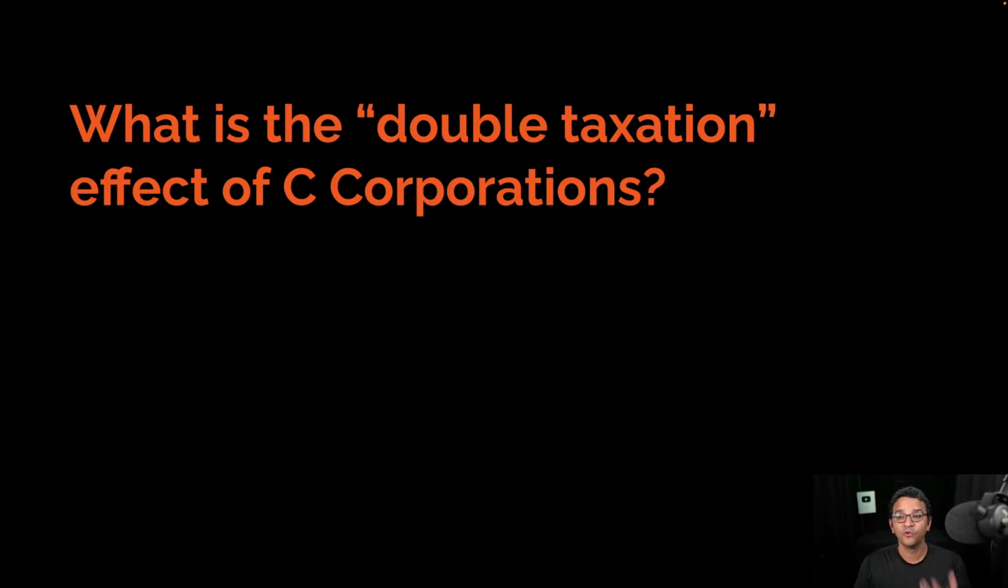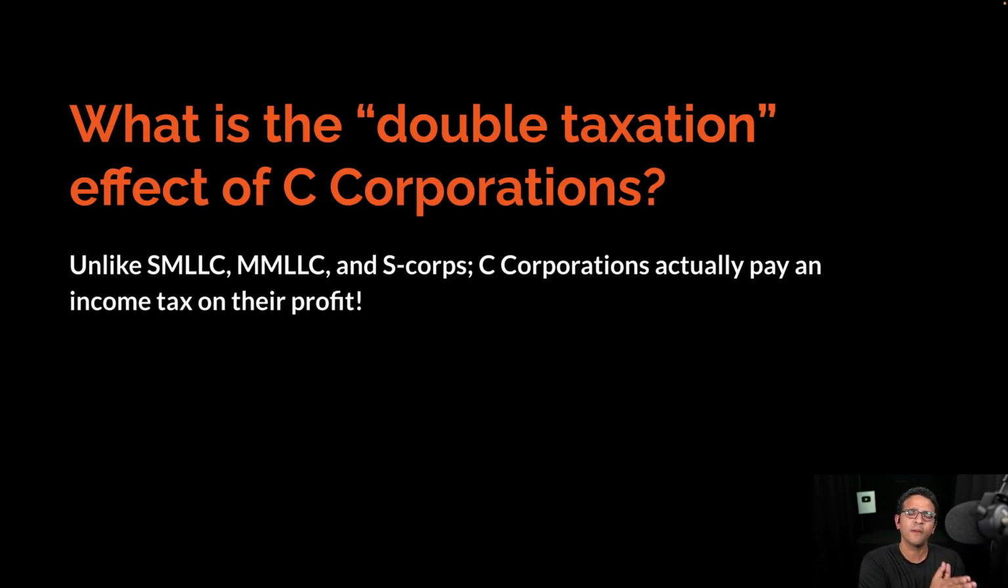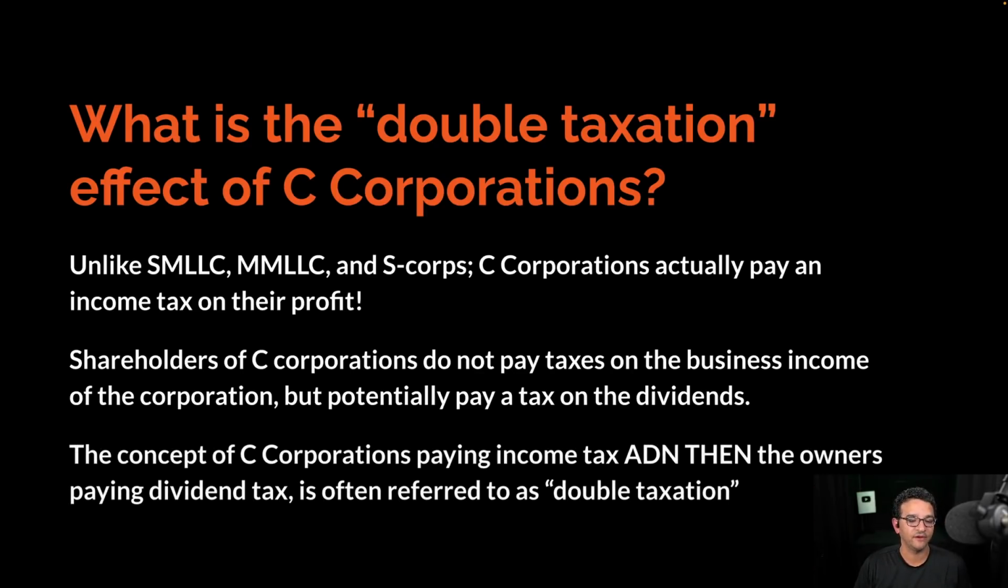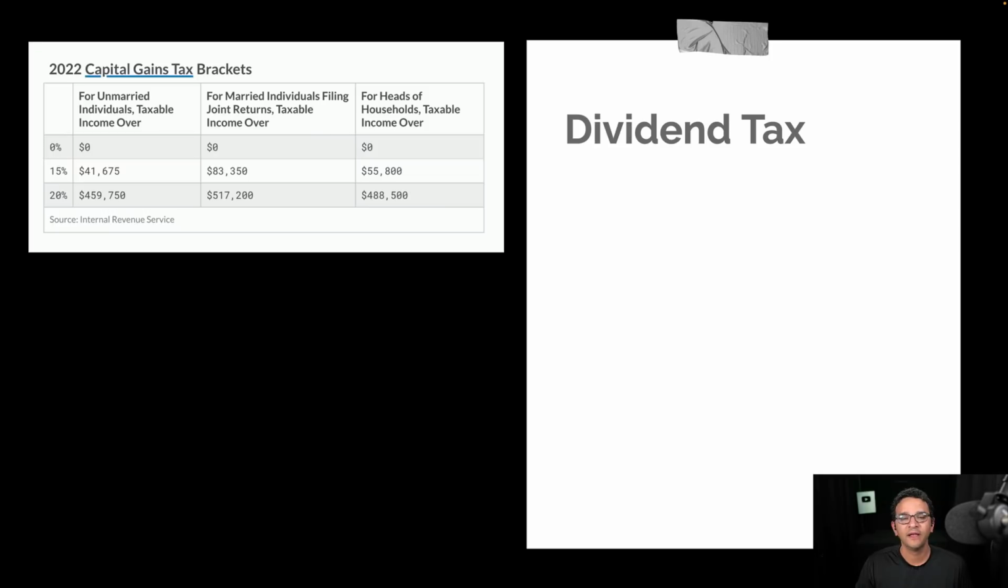It's actually a preferred rate. Now, there is a double taxation effect of C corporations. Basically, with a single member LLC, a multi-member LLC, or an S corporation, you don't have this double taxation issue. With a C corporation, you potentially do, because the C corporation will pay tax on its own profits, plus the dividends that are being paid to these C corporation owners will pay dividend tax in the owner's personal tax return. Okay, so the concept of a C corporation paying tax and the owners paying a tax on the dividends is often referred to as double taxation.